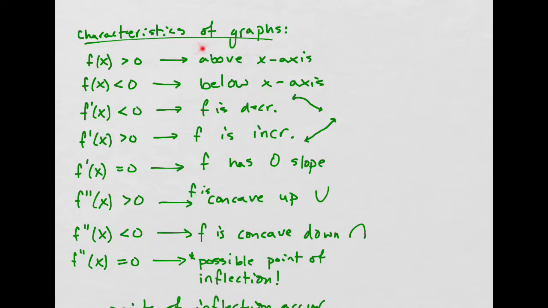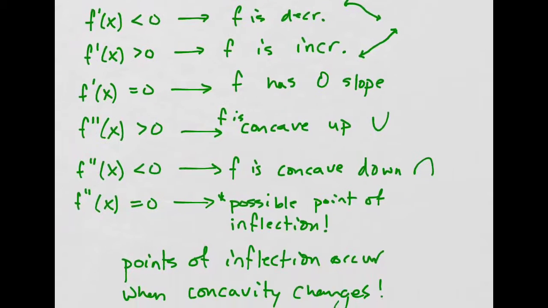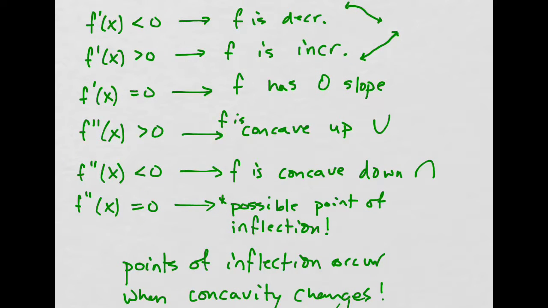For f, if you have positive or negative, or I should have maybe included 0, but if you have positive, that means f is above the x-axis, meaning the original graph is above the x-axis. And then vice versa, if you have f of x less than 0, then the original graph is below the x-axis. Now when we talk about the derivative, that's talking about increasing or decreasing.